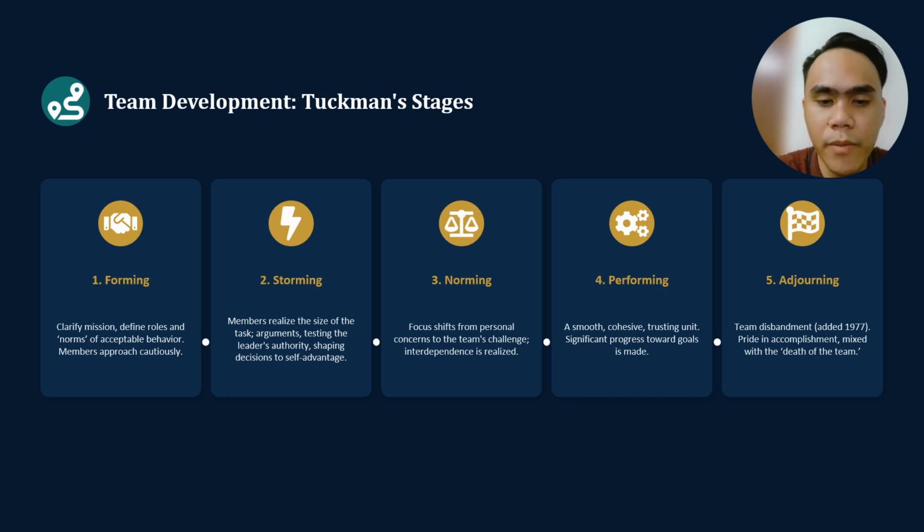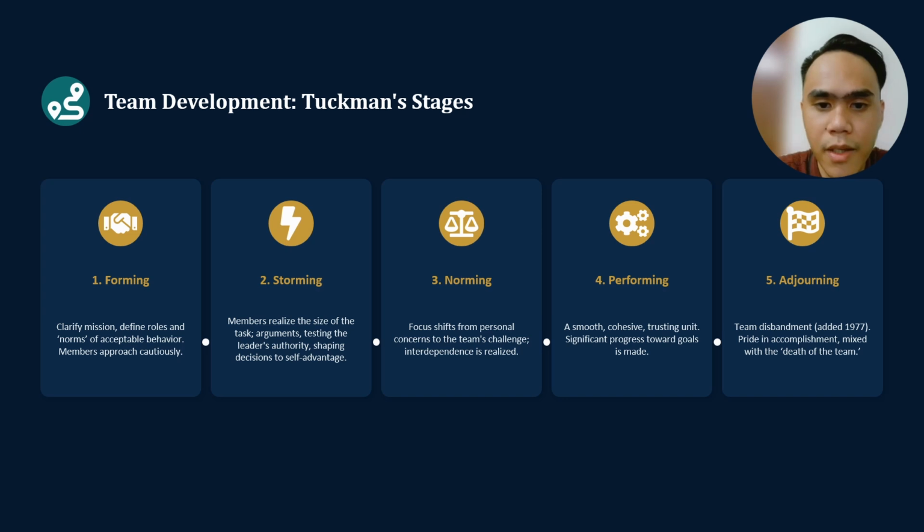Stage two is storming. Team members start to realize the actual size of the task in front of them. They're still thinking primarily as individuals at this point and often shape decisions to their own personal advantage rather than considering the impact on the other members. Typical storming behaviors include arguments, testing the leader's authority, and attempts to change the team's mission.